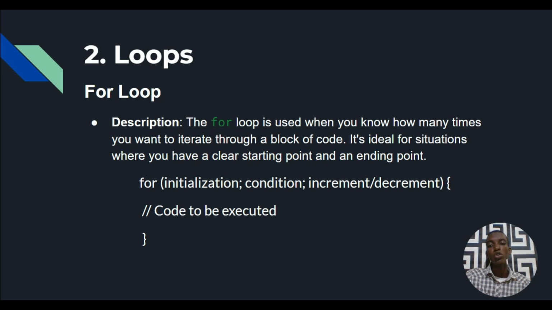It's ideal for situations where you have a clear starting point and an ending point. Now, to use it, I use the for statement. Inside this bracket, you have your initialization, your condition, then the increment or decrement. Then inside this curly brace, you have the code that needs to be executed. So let's go back to our VS Code to see what we can do.